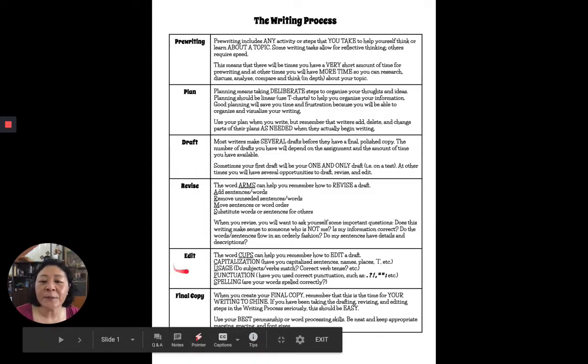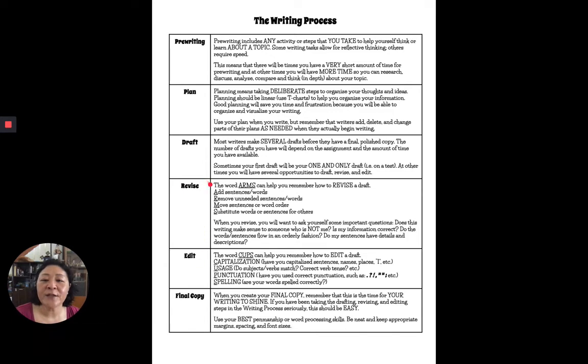Editing is a little bit different. So for revise, you think of the word ARMS. For editing, you think of the word CUPS. And CUPS can help you remember how to edit a draft. So the C in CUPS stands for capitalization. So you want to ask yourself, have you capitalized sentences? Have you capitalized names? Have you capitalized the names of places? Or have you capitalized the word I?